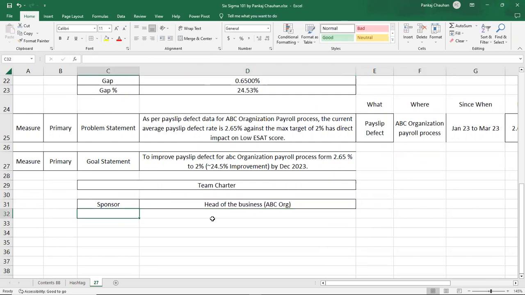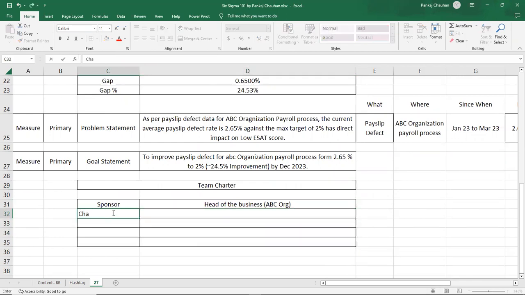Now, the second role we should be writing about is the champion. The champion is always the head of the process. And what process are we dealing with? We are dealing with the process of payslip defect on the CTQ. So probably the payroll process head will be your champion.